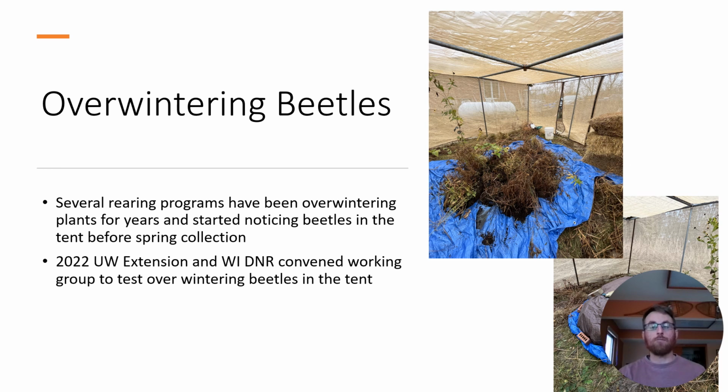A few years back, folks who've been working at other sites in mass rearing cages started noticing that when they overwintered plants within their cage, they started having beetles emerge earlier than when they were actually collecting them from the wetlands. So they got thinking maybe it's possible to actually overwinter the beetles within the cage and make the whole process a lot easier. So in 2022, UW Extension and the DNR convened a working group to test this theory and see if it's possible to overwinter the beetles within the tents.